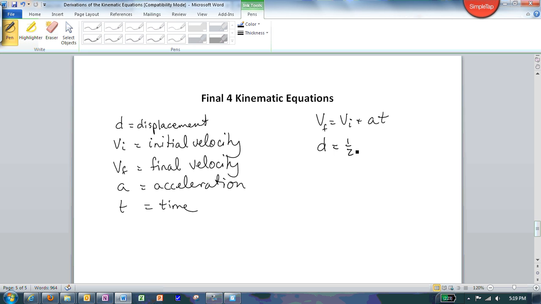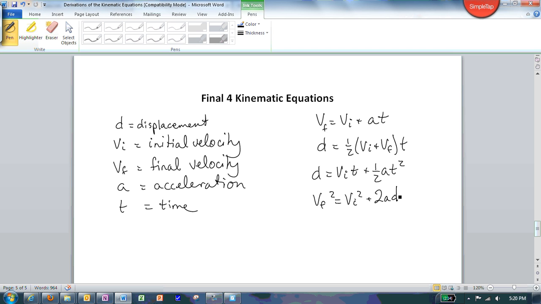Let me just write these up here. And you should also have these. You can put this on your note card. And finally, our last kinematic equation. And I keep on wanting to write x. Sorry about that. Our last final kinematic equation is here. So here's our four kinematic equations.